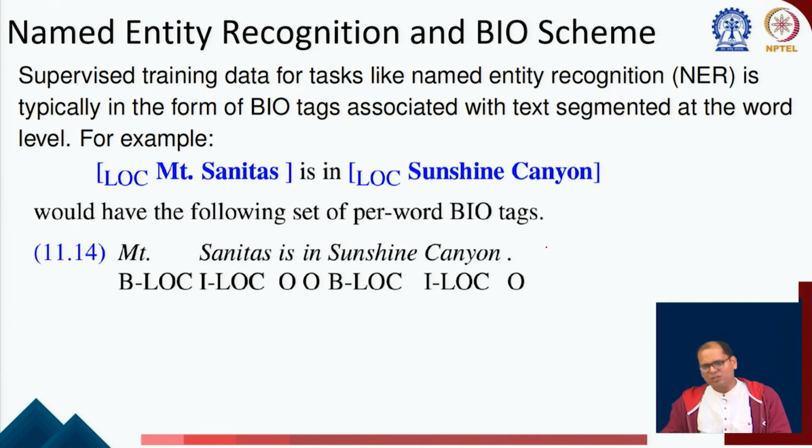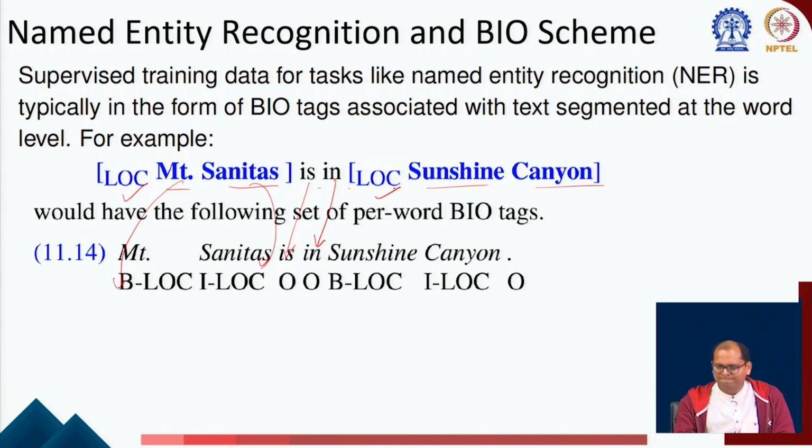Okay. So there is one detail that I just wanted to discuss regarding NER and the BIO scheme. We talked about the BIO scheme. So suppose this is the sentence, Mount Sanitas is in Sunshine Canyon, and these are the named entities. So in the BIO scheme, I'll call Mount the beginning of location, Sanitas the intermediate of location, is as O, in as O, Sunshine as beginning of location, Canyon as intermediate of location, and finally I have this dot as outside. This is the standard we saw.